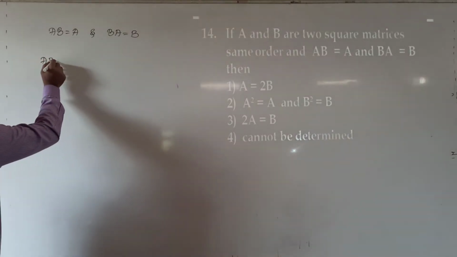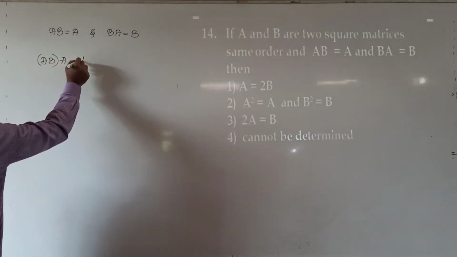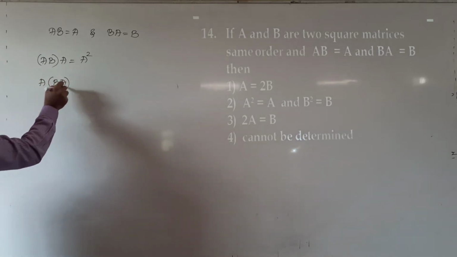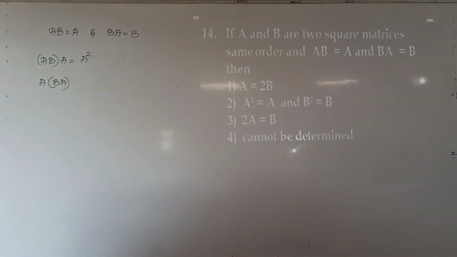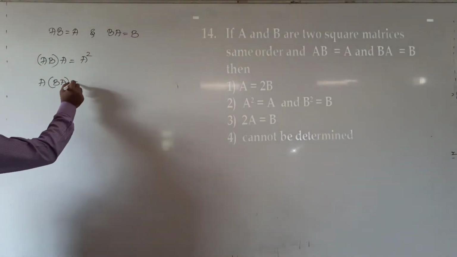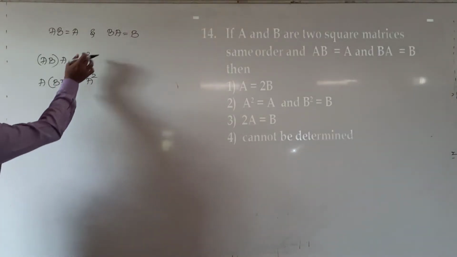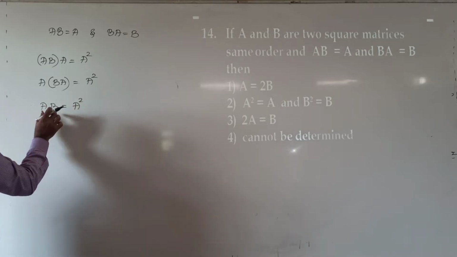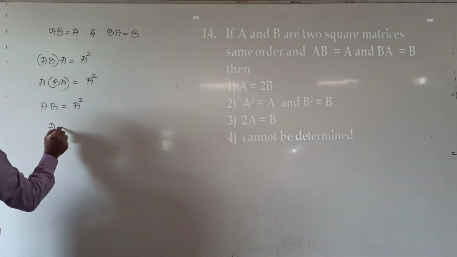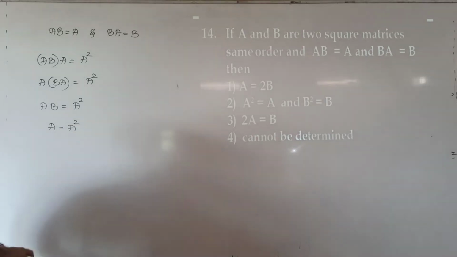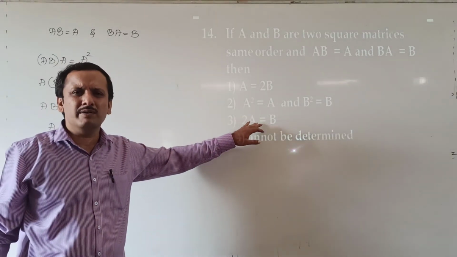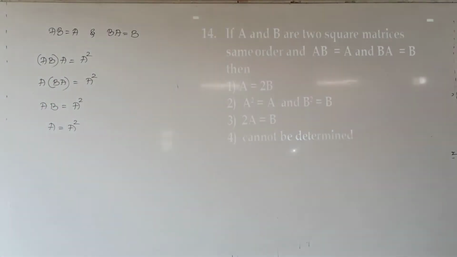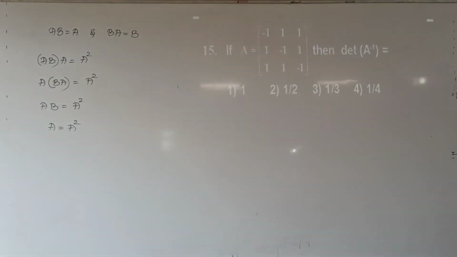Okay. So AB into A is equal to A into A, that is A square. Since matrix multiplication is associative, AB into A can be written as A into BA. What is BA? From that equation, BA I write as A. So A into A is A square. What is A? A. So A is equal to A square, which means A square is equal to A. In the same way, we can prove that B square is equal to B. So the second option is the right answer.